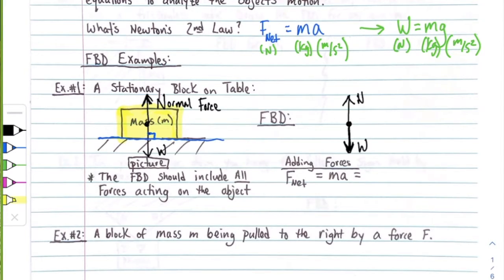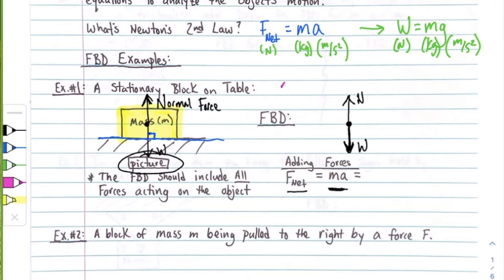And so if we look here, we started with a picture and we converted it over to an FBD, because an FBD is a really simplistic way that somebody could just see this picture and be like, oh, there are 2 forces acting on a mass. It said the FBD should include all forces acting on the object. So at this point, you'd have to ask yourself, okay, are those all the forces acting on the object? And we'd say yes. So when we add these forces, F net is equal to MA. So we're going to say, okay, the normal force is going up and weight's going down.